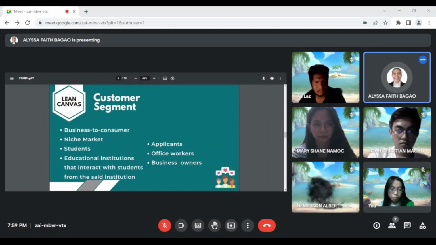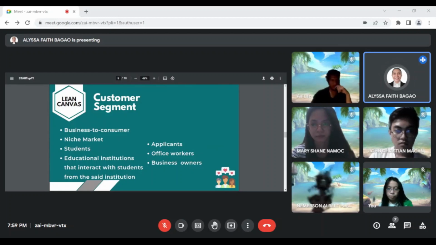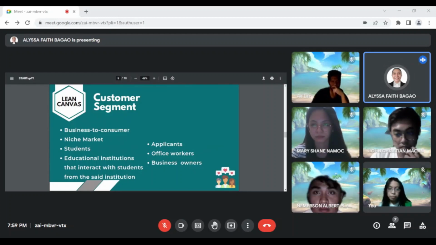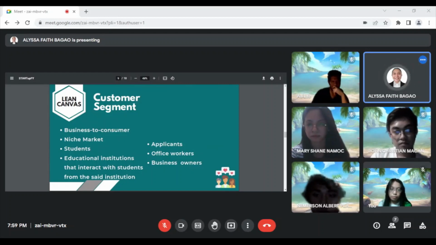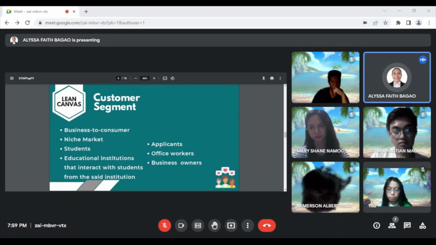And now let's proceed with the customer segment. The business uses a business to consumer model. The service would be directly offered and sold to the customers. The targeted customers are people living in Dasmarinas, Cavite, specifically students who need their assignments and schoolwork printed, applicants who need hard copies and additional copies of their documents, and office workers who require printing service, which means we connect directly to our clients or customers.